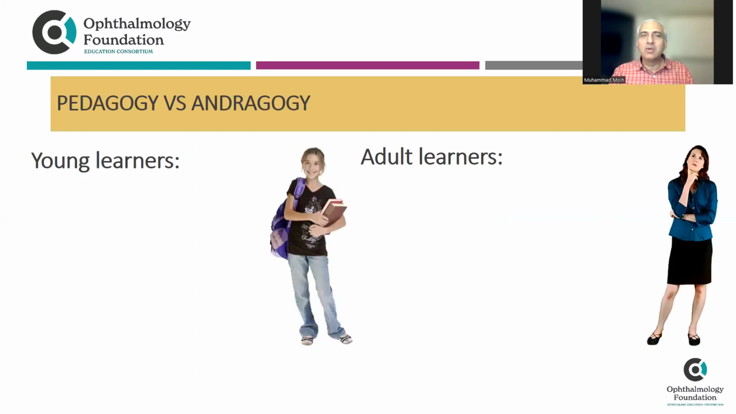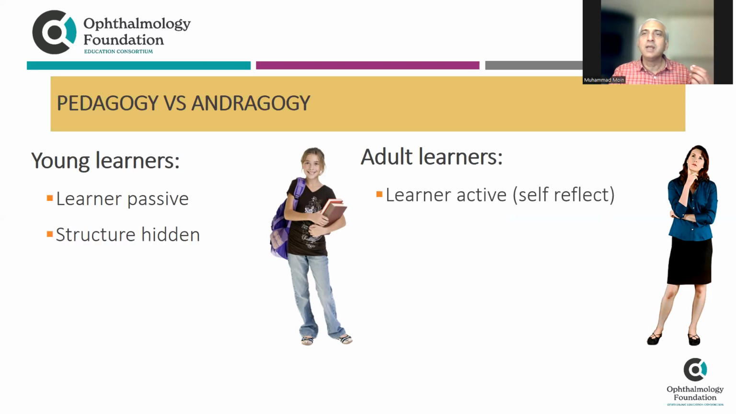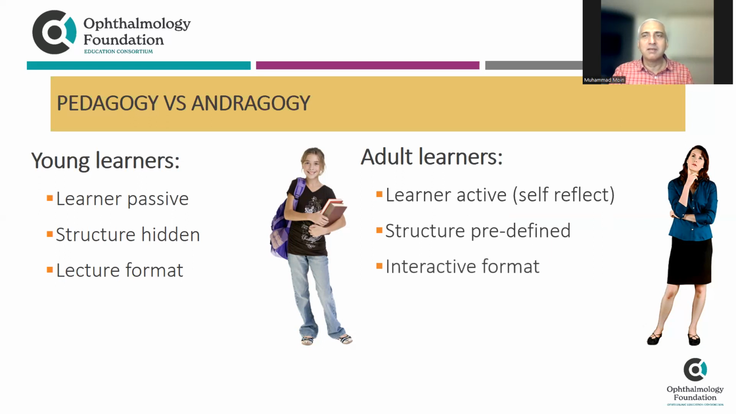Now, just quickly going through when we were young adults, how did we learn? We learned as passive learners, but as adults, we learn as active learners and we use self-reflection. The structures were hidden in children. We didn't know our curriculum that well, but structure is predefined for adults. Lectures were the main format when we were children, but in adults, interactive format is the preferred because they want to ask questions, they want to interact.